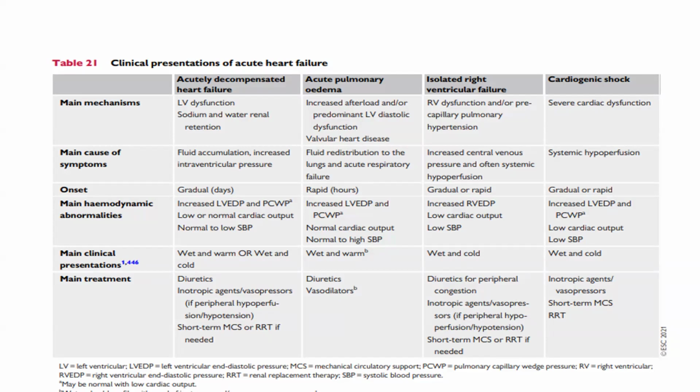And the patient can present with cardiogenic shock. The main mechanism is severe cardiac dysfunction. The main cause of symptoms is systemic hypoperfusion. The hemodynamic abnormality is increased left ventricular end diastolic pressure and pulmonary capillary wedge pressure. Other than this, the patient's cardiac output will be low, systolic blood pressure will be low, the patient will be wet and cold, and the treatment will be inotropic agent, vasopressor, short-term MCS, and RRT.